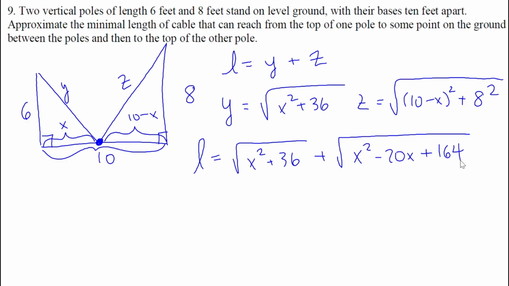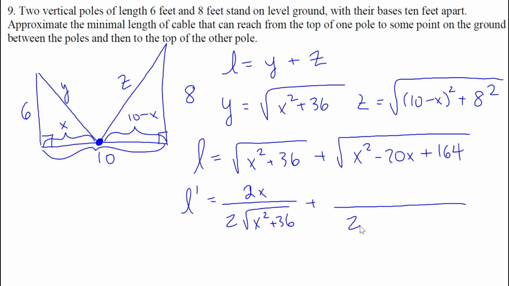And then we'll want to take the derivative of this, right? So L prime is going to be equal to 1 over 2 root X squared plus 36 times the derivative of that, which is 2X, plus, same thing here, 1 over 2 root X squared minus 20X plus 164 times the derivative of that, which is 2X minus 10. 2X minus 20. Yeah, I was already dividing by the 2 in my head there. So 2X minus 20.